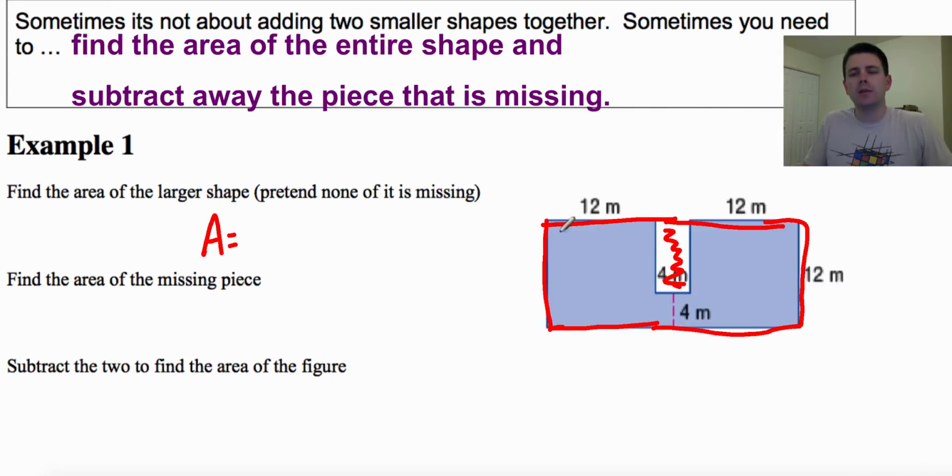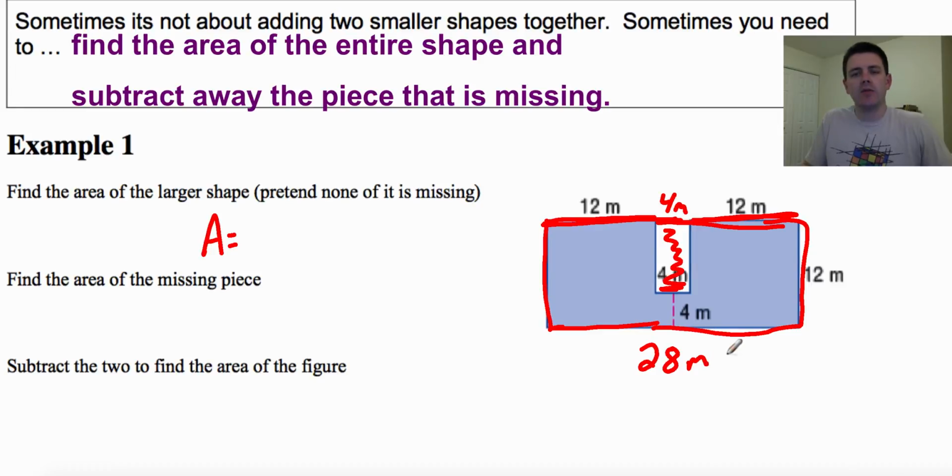My base, I'm going to have to do a little bit of work. This section here is 12. This section over here is 12. This little section in the middle is the same as this one down here, which is 4. So in order to find my base, I need to combine all of those pieces together to find the length of the whole thing. 12 plus 4 is 16, plus 12 is 28 meters all the way across.